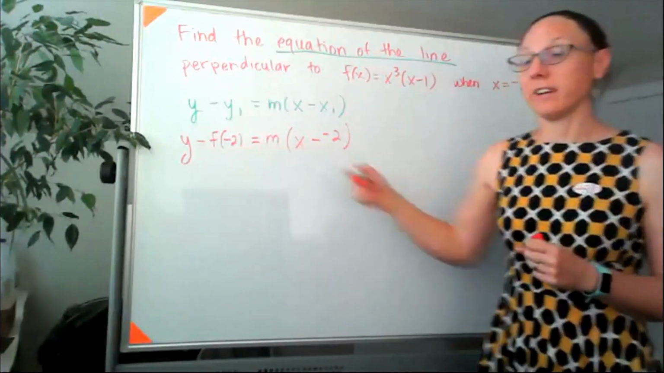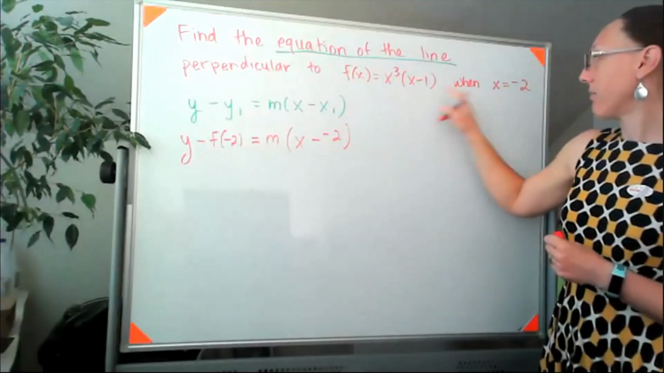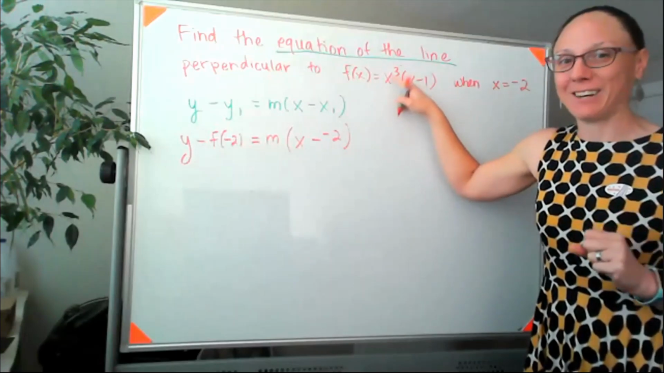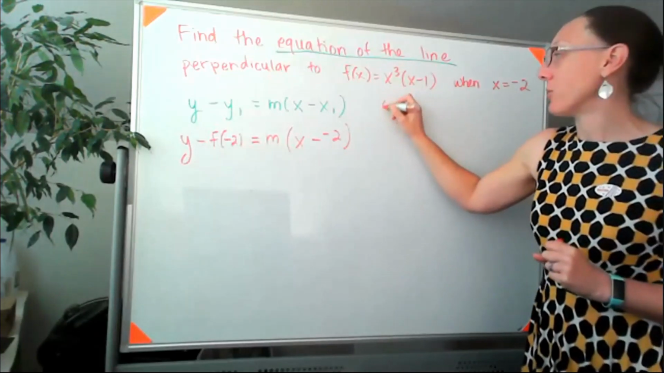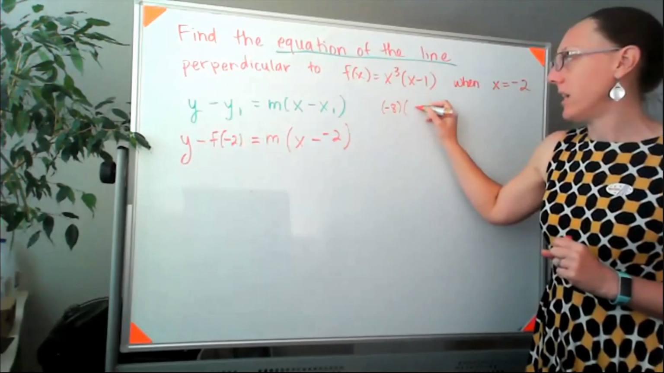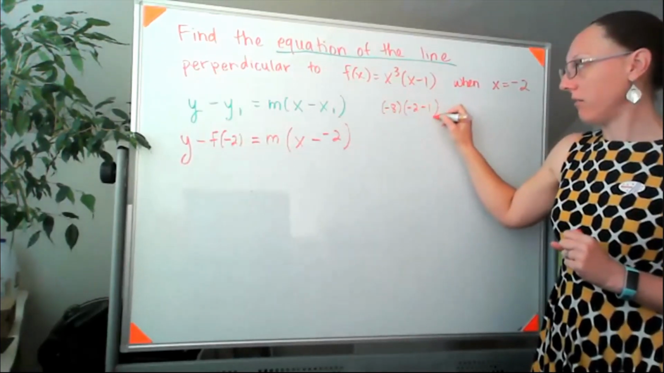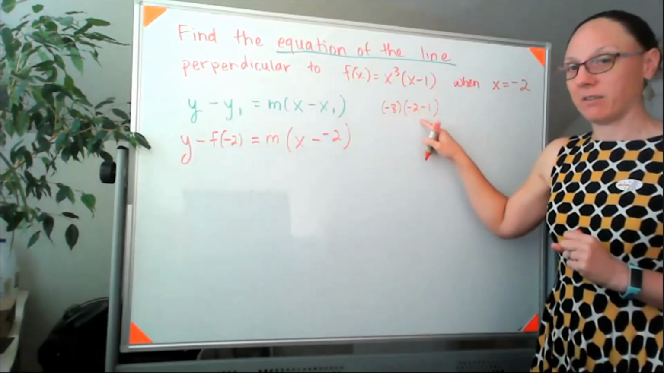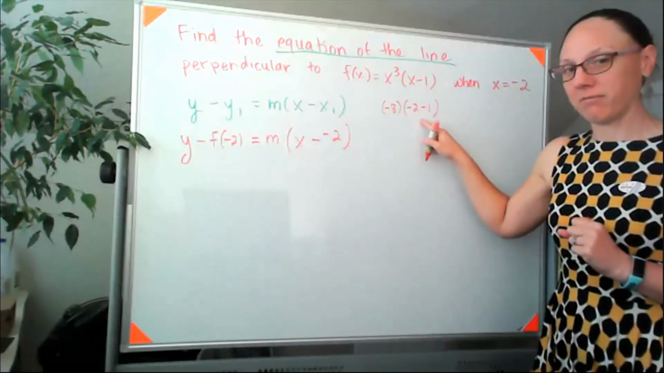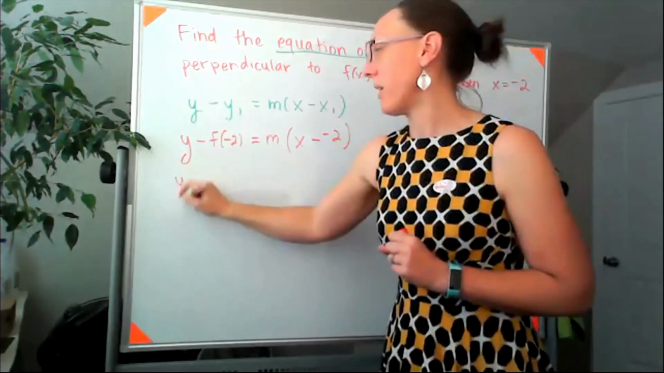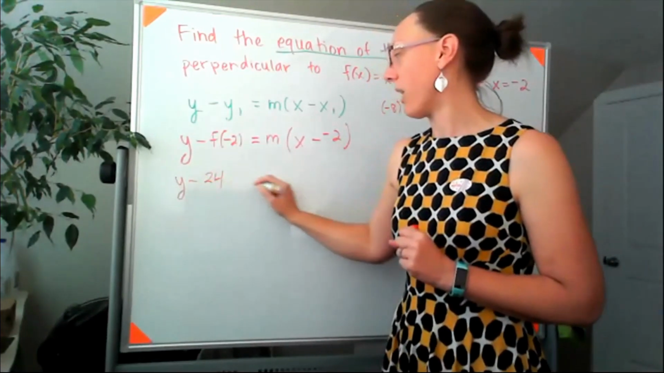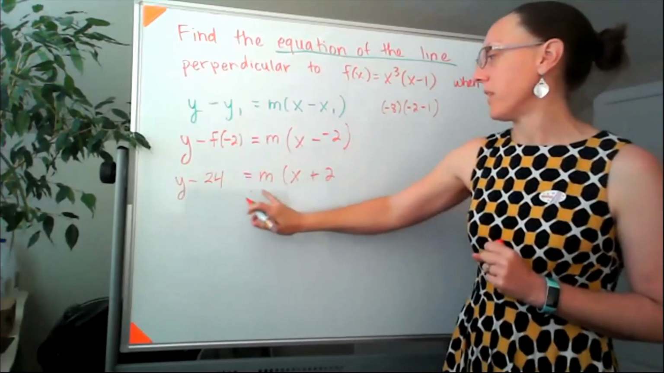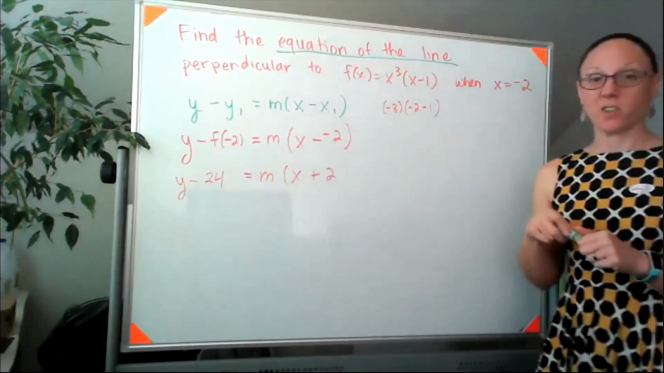Well, let's go ahead and turn that into a number now. So f of -2, I'll try to do the arithmetic correctly this time. -2 cubed should be -8. And -2 minus 1, that's a -3. -8 times -3 is positive 24. So this is going to become y minus 24 is equal to m times x plus 2. Now I've got to figure out the slope.